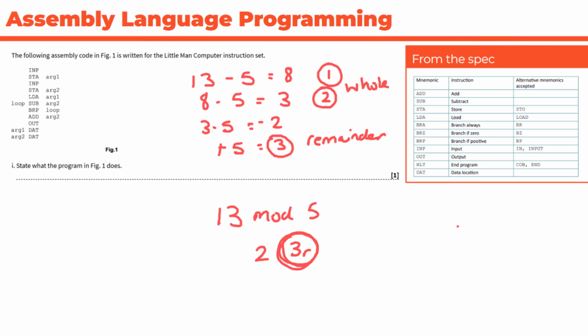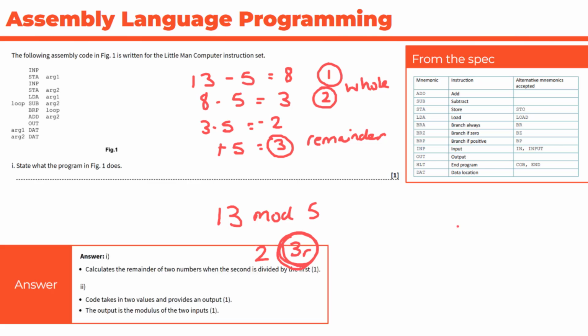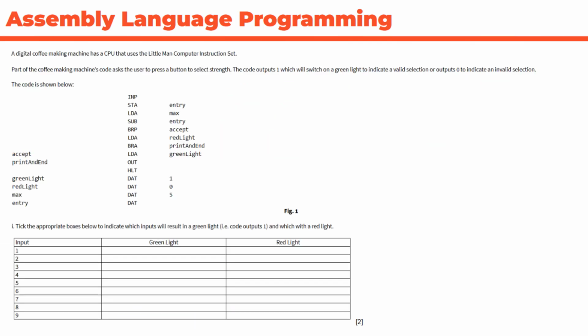So I think now it's time to look at a different kind of question in there. There's the answer if you needed it. We've got a bit of a scenario going on, but a big chunk of assembly language. So a digital coffee making machine has a CPU that uses little man computer instruction sets. Part of the coffee making machine code asks the user to press a button to select its strength. The code outputs 1, which will switch on a green light to indicate the valid selection, or it outputs 0 to indicate an invalid selection. The code is shown below.